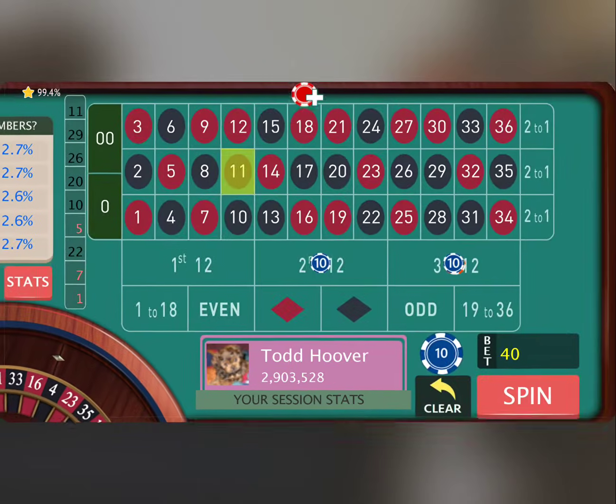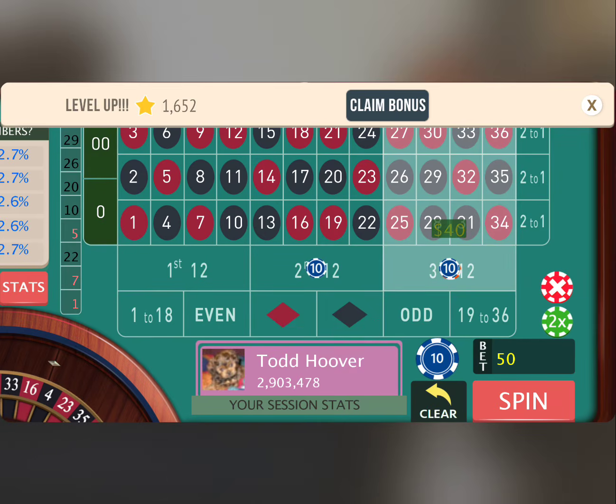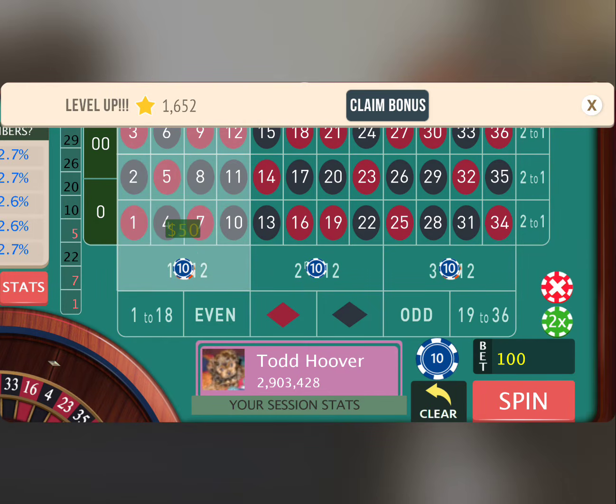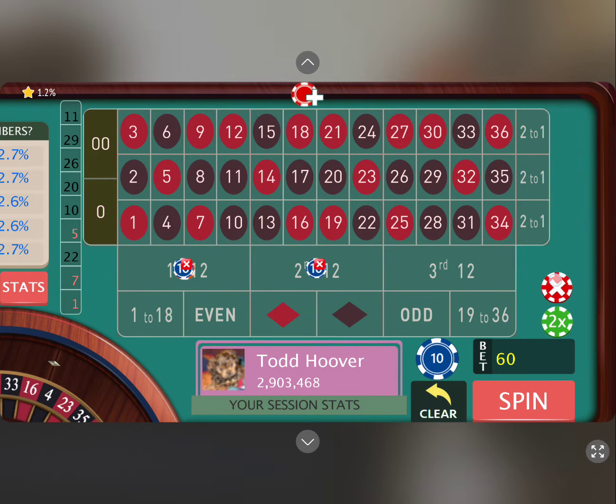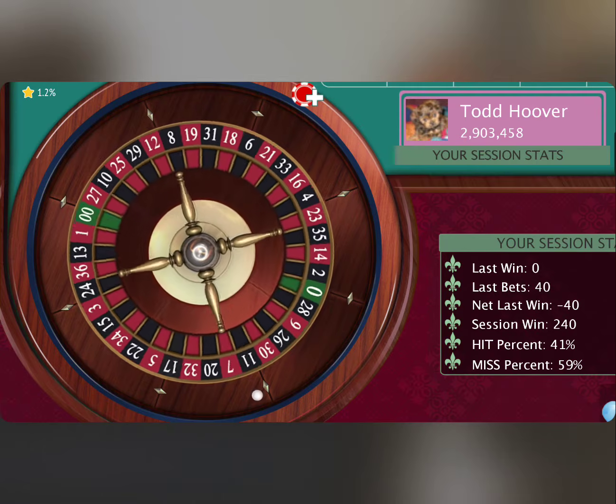Okay, miss that, trying to get to 300, rebet. As you can see, we're at 30, so this goes to 50. Let's remove this. And then this bet, which was at 10, now goes to 20, 50, and 20 is going to be on the third dozen. And we're spinning.